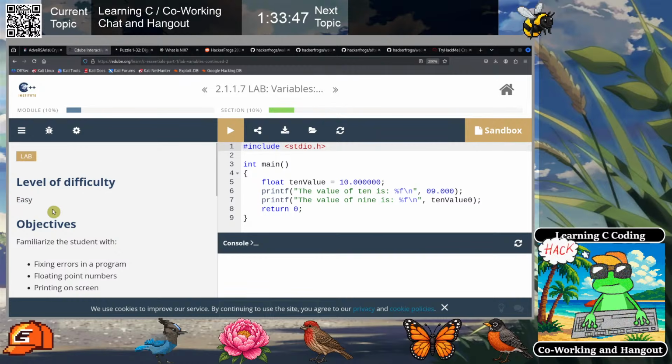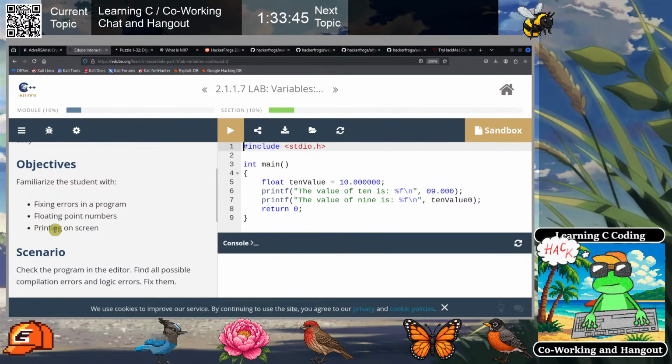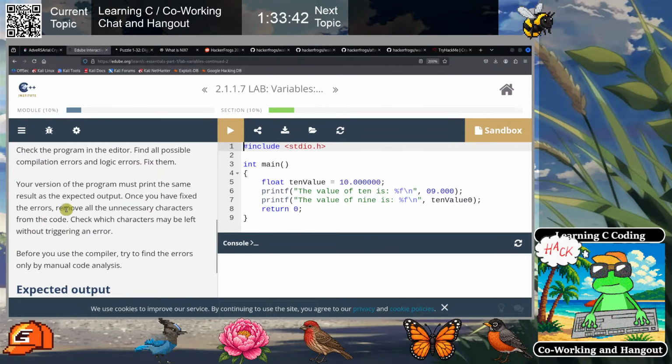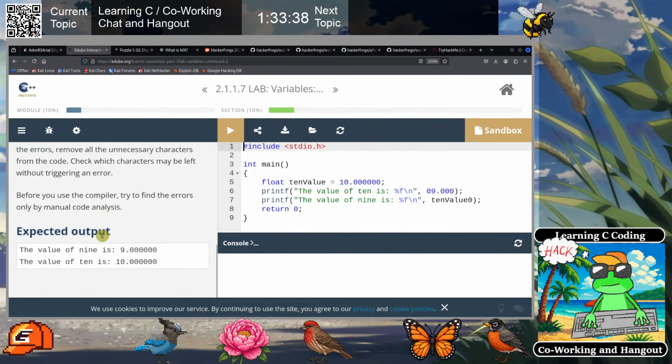Okay, level of difficulty easy. Familiarize a student with fixing errors in a program, floating point numbers printing on screen. Okay, check the program in the editor, fix all the compilation errors. The value of 9 is 9, and the value of 10 is 10. So we're still dealing with floating point numbers. So float 10 value equals... How many zeros are they putting in here? 1, 2, 3, 4, 5, 6. Okay. And we're looking for 10 value over here.